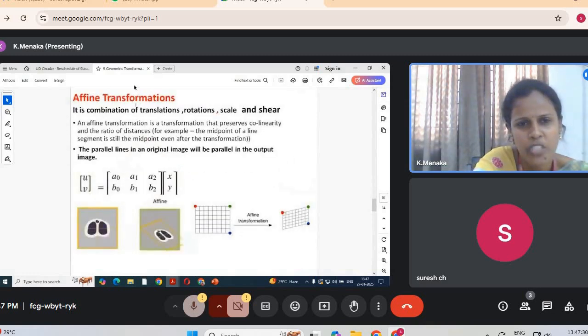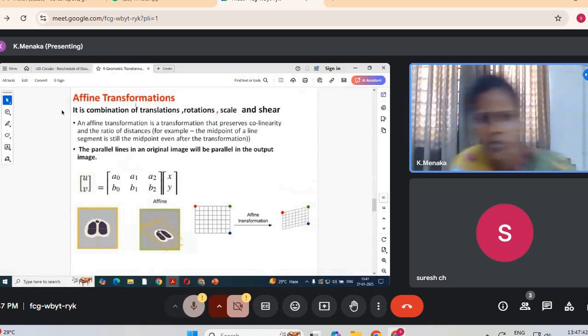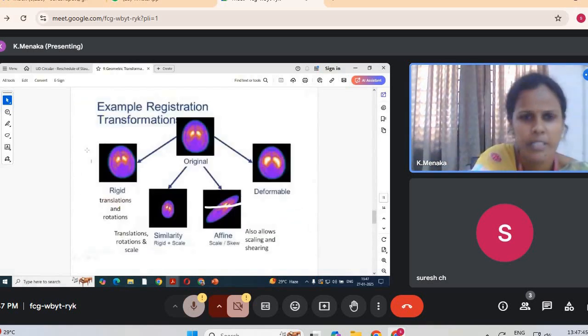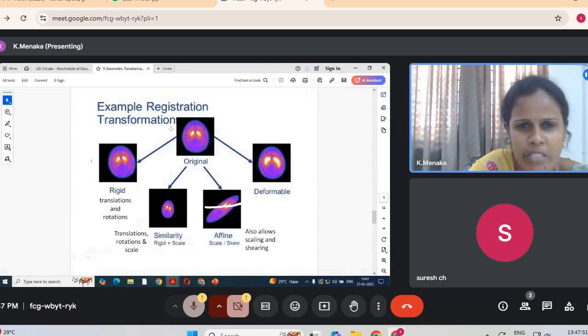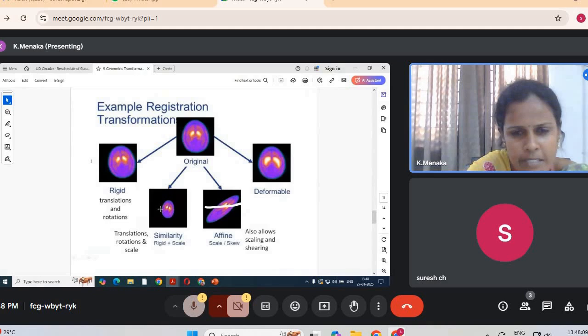Next is the affine transformation. Affine transformation is a combination of translation, rotation, scaling and shearing. Most applications use this affine transformation. For a real-time example, image registration techniques use geometric transformations. This is the original image, this is the rigid transformed image, this is the deformable image of the original image, this is the similarity transformed image, and this is the affine transformed image.